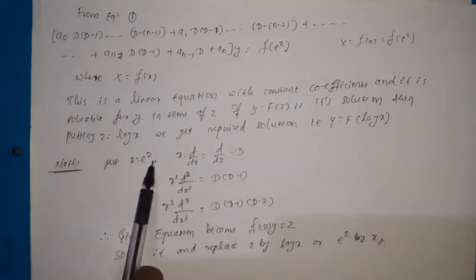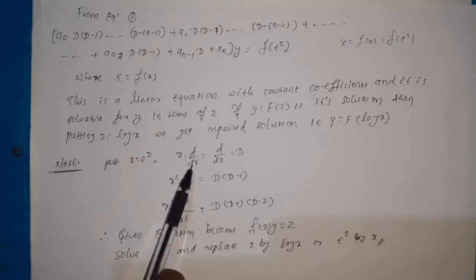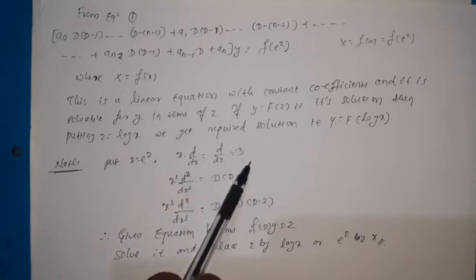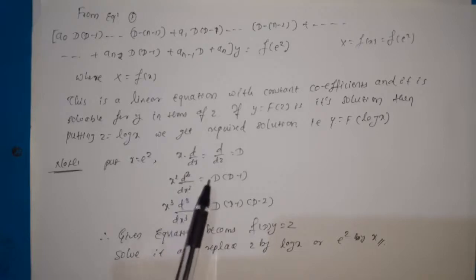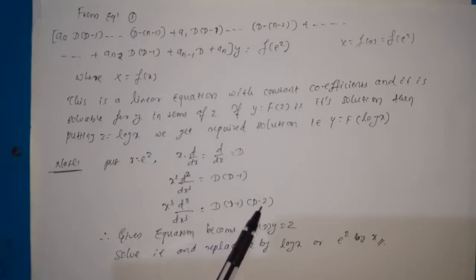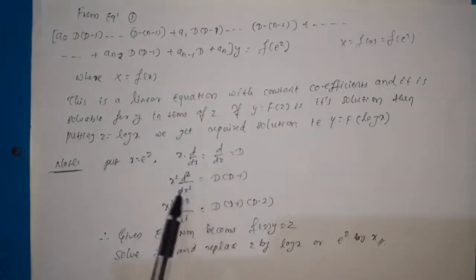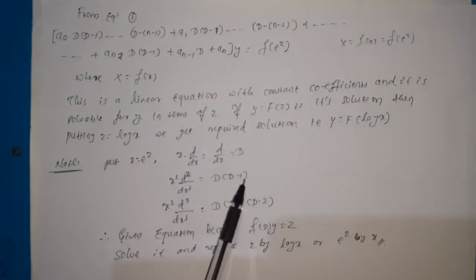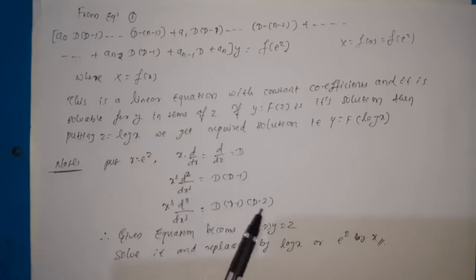So put x equal to e^z, that is the first point. Then x d/dx is nothing but d/dz, that is equal to capital D. Then x^2 d^2/dx^2 is D(D-1). x^3 d^3/dx^3 is D(D-1)(D-2). If it contains x^4 d^4/dx^4, then that becomes D(D-1)(D-2)(D-3). The number of factors must be the same as the order of the derivative. So if it is first order, then that is D only, second order D(D-1), if it is third order, then D(D-1)(D-2), and if the order of derivative is 4, then D(D-1)(D-2)(D-3).